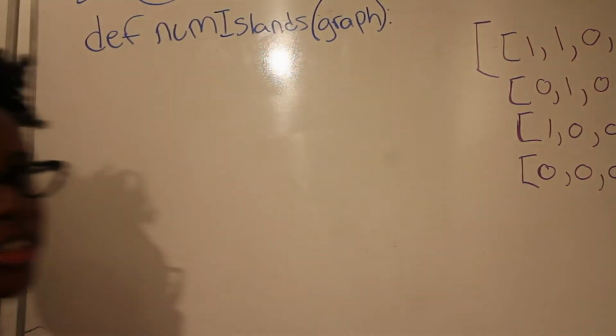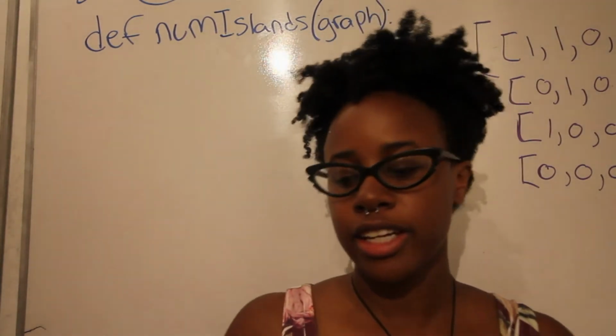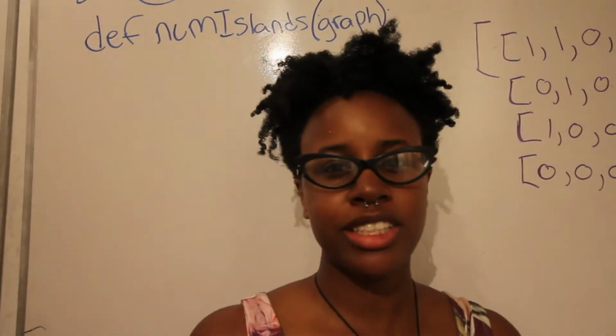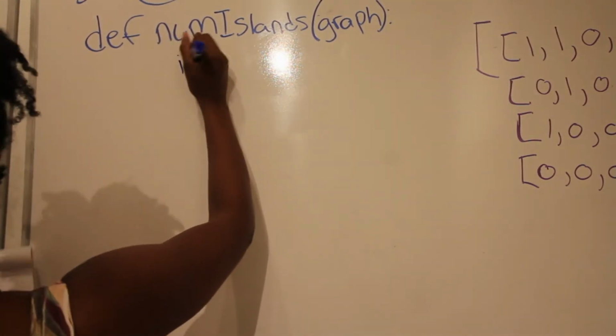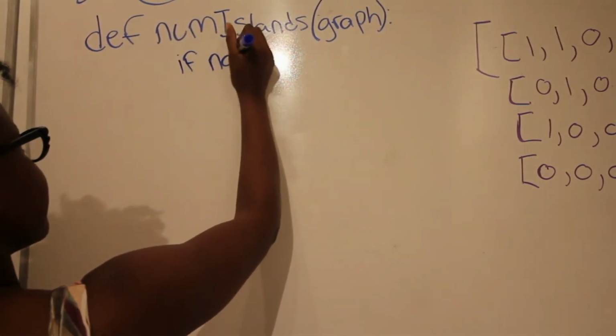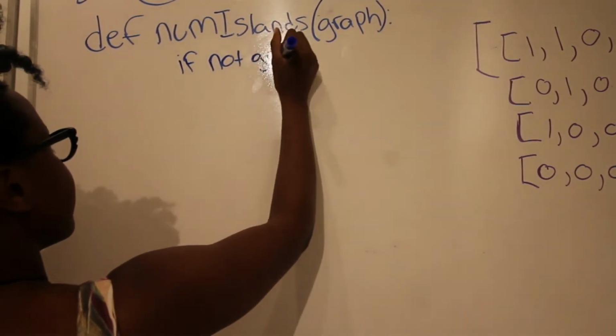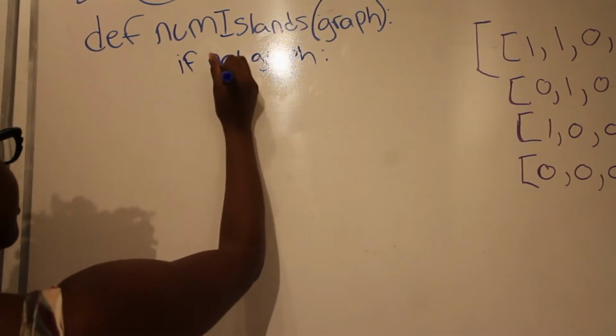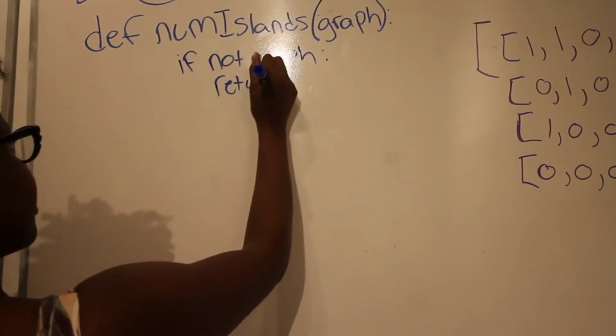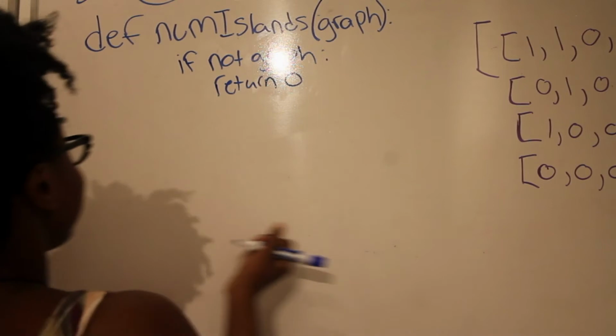Okay, and we're going to start with our first edge case in case we don't get a graph, like it's empty. So we're going to say if not graph, return 0. So there's no islands.